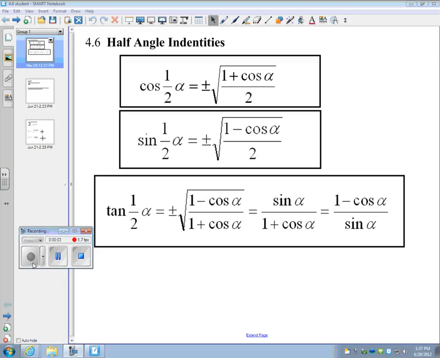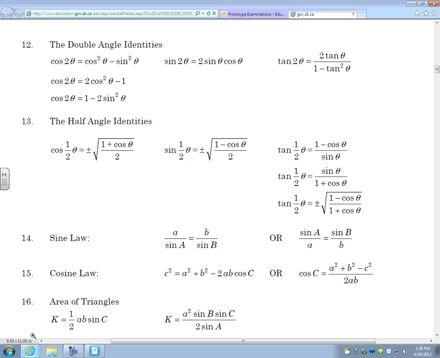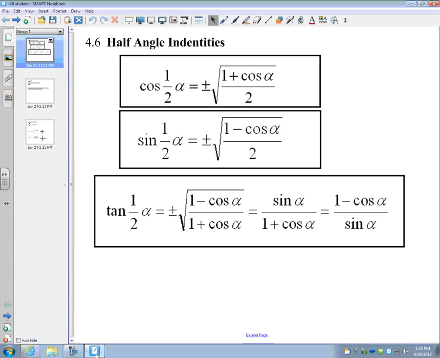4.6 half-angle identities. These are found in your notes and on your formula sheet, which you should always have handy. They're summarized on number 13. Notice we're taking square roots and we have plus or minus. We're not going to really develop these. We're just going to work with them.